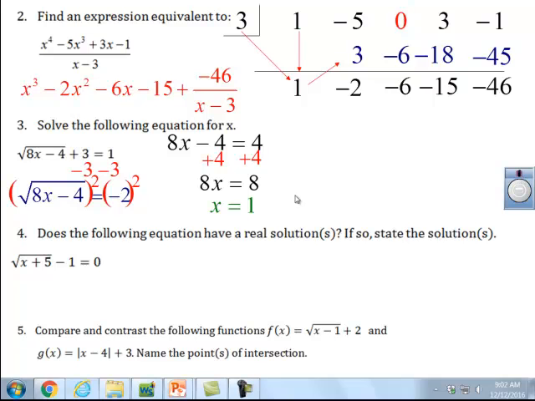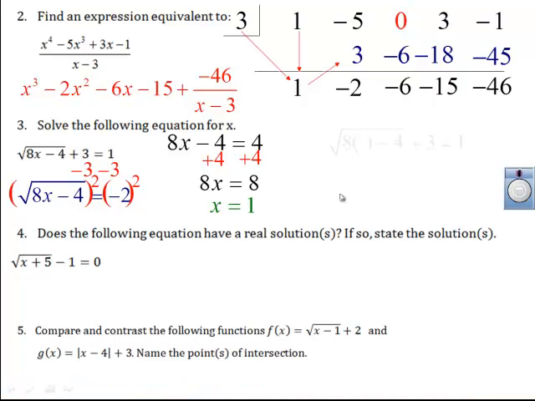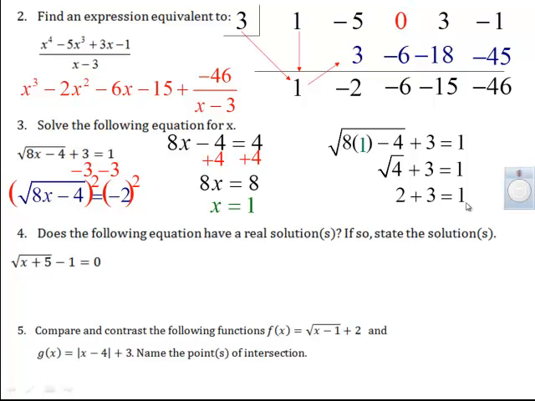Now I just wanted to check our answers, and we know how to do this. We take the original problem, and we substitute back in the 1. So if I put back the 1 and we multiply, that'll be 8. So 8 minus 4 is 4. The square root of 4 is 2. And of course, 2 plus 3 equals 1.